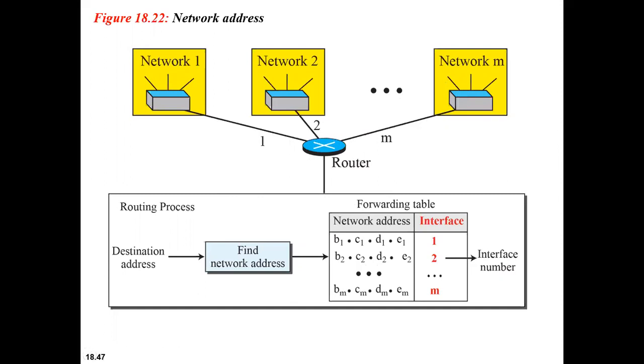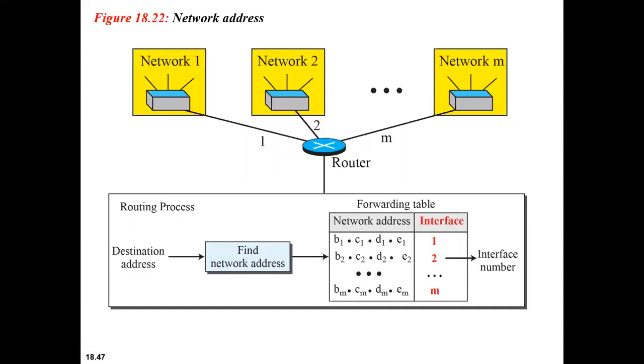Suppose now a packet arrives at the router. What does it do? It will refer to the forwarding table. This is the networking process: from a destination address, find the network address using the forwarding table. Based on the destination address, check for the network address and its respective interface, that is, which interface I should forward this packet out of, and to which network.